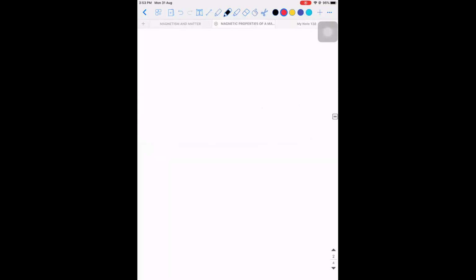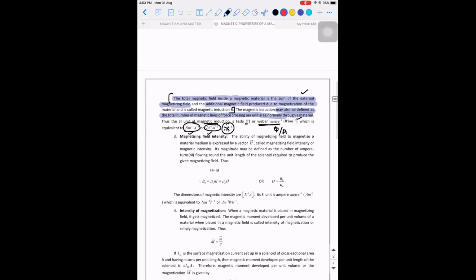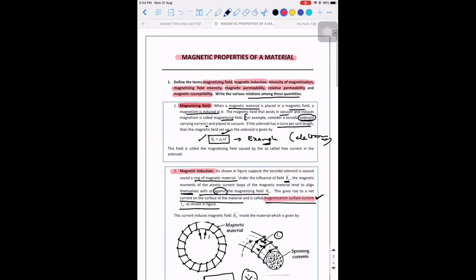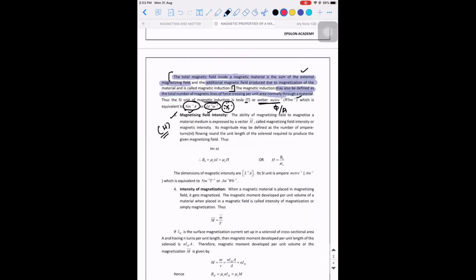In a similar way, here you have magnetizing field and its intensity. Magnetizing field intensity is given by the symbol capital H. Write this down. The ability of a magnetizing field to magnetize a material medium is expressed by a vector H. What does H stand for? Magnetizing field intensity. I'm repeating it: the ability of a magnetizing field to magnetize a material medium is expressed by a vector H, which is called the magnetizing field intensity or magnetic intensity.